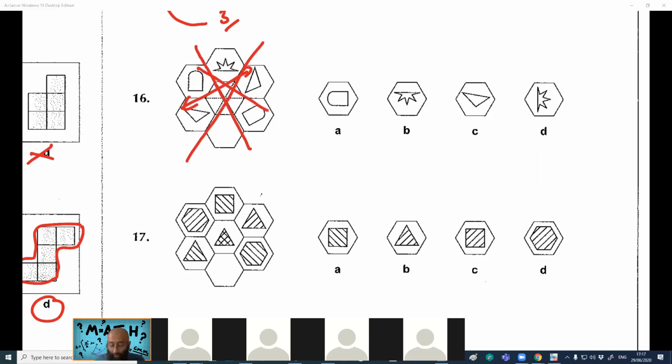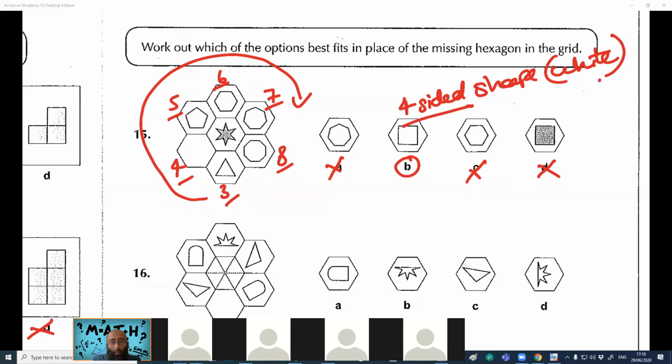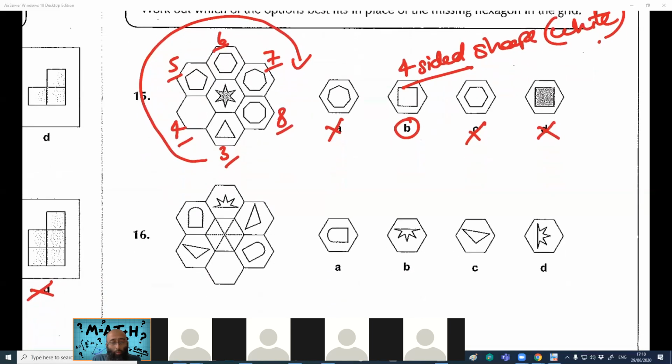These 2. Can you go back up to question 15? Okay. Thank you. Okay, remember we're looking for a 4-sided shape, and it has to be white. Are we okay with that, Aisha? Yeah. Can I move on?